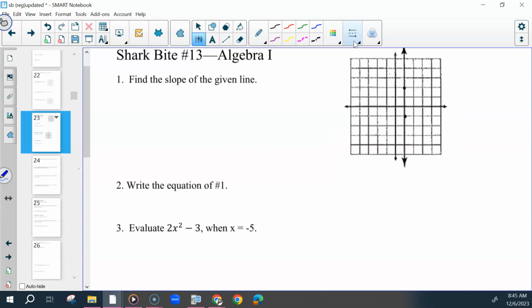So the equation of number 1 is a vertical line. So if it's a vertical line, it should be an x equals. Where does this cross the x-axis? 1. If you're not answering my question, you should not be talking. X equals 1 is your answer to number 2.